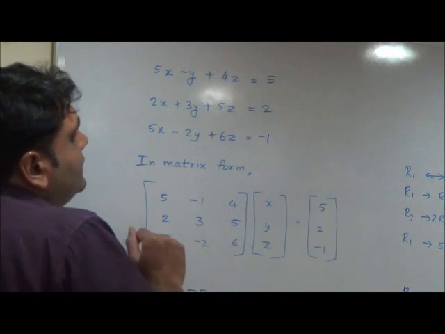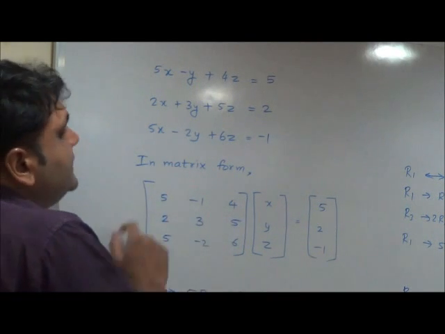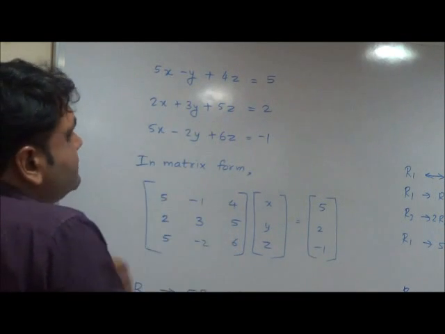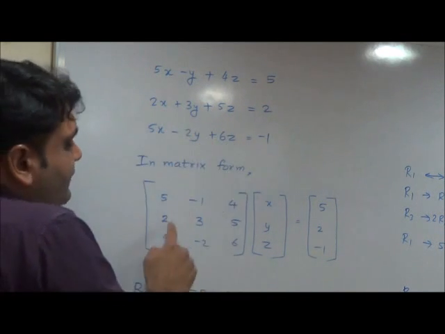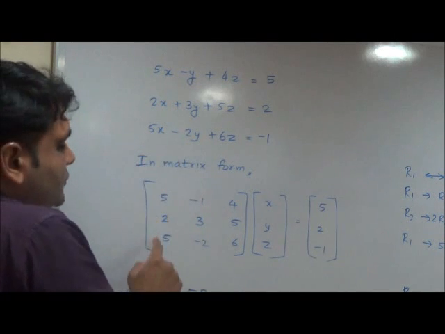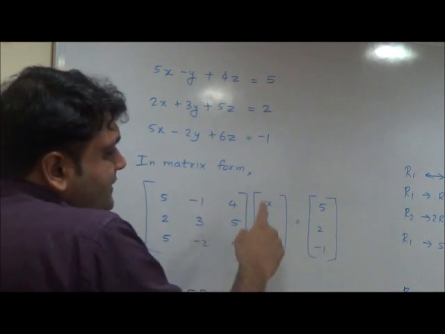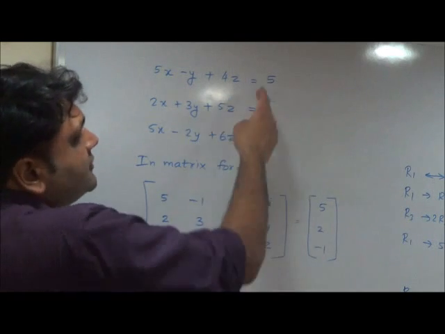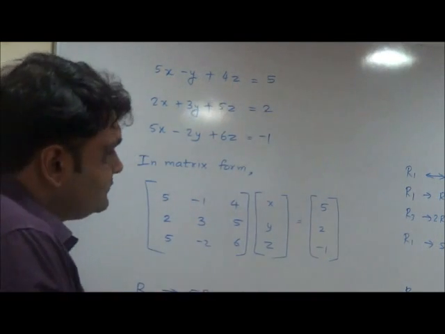In matrix form, I'll write the first matrix as the coefficients of X, Y, Z. Please observe: 5, minus 1, 4; 2, 3, 5; 5, minus 2, 6. The next matrix will be the variables X, Y, Z, equal to the last matrix, which will be the constants 5, 2, minus 1.